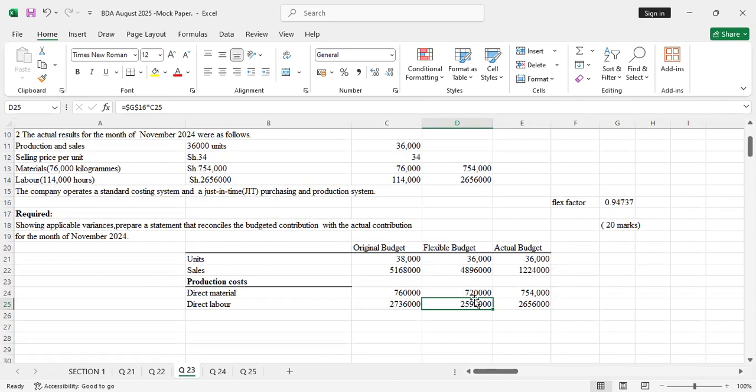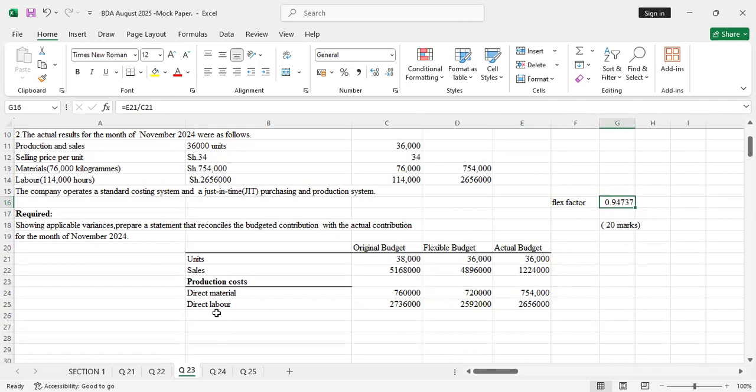So that's the key thing: you learn how to flex. As I've said, you look at the flex factor: you take the actual number of units and divide by the budgeted number of units. Once you get the flex factor, you lock it and you'll be able to get sales and any other production cost.